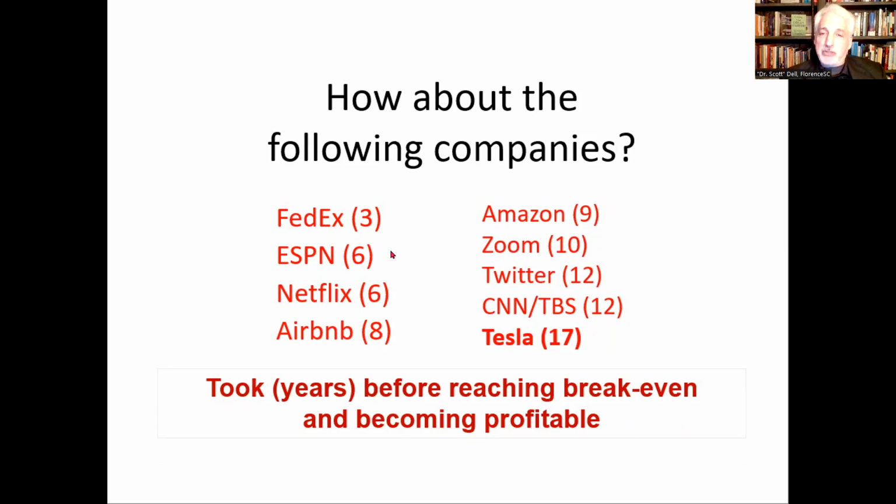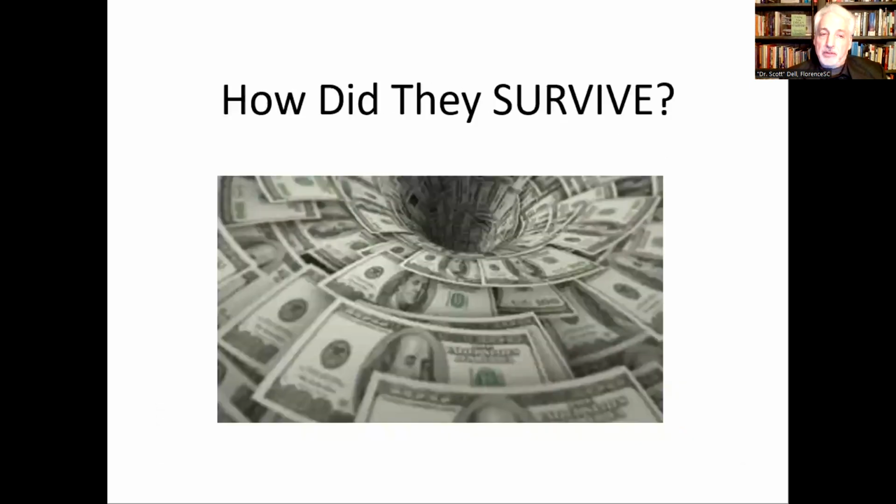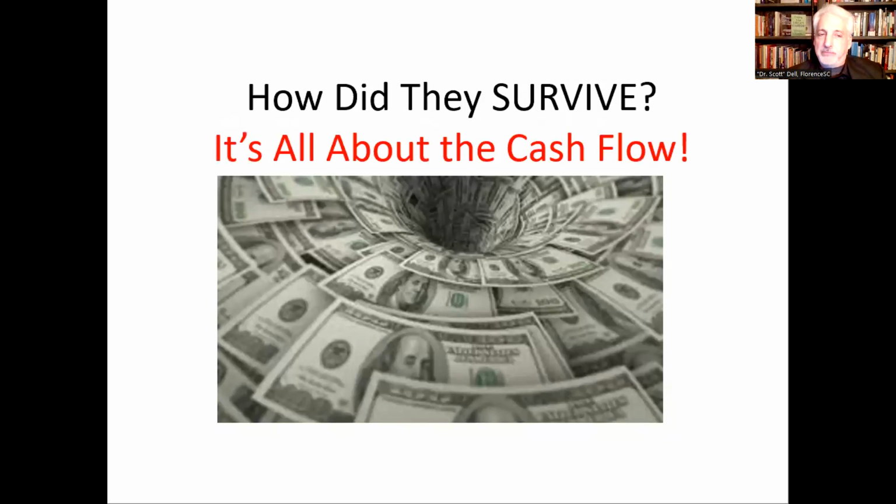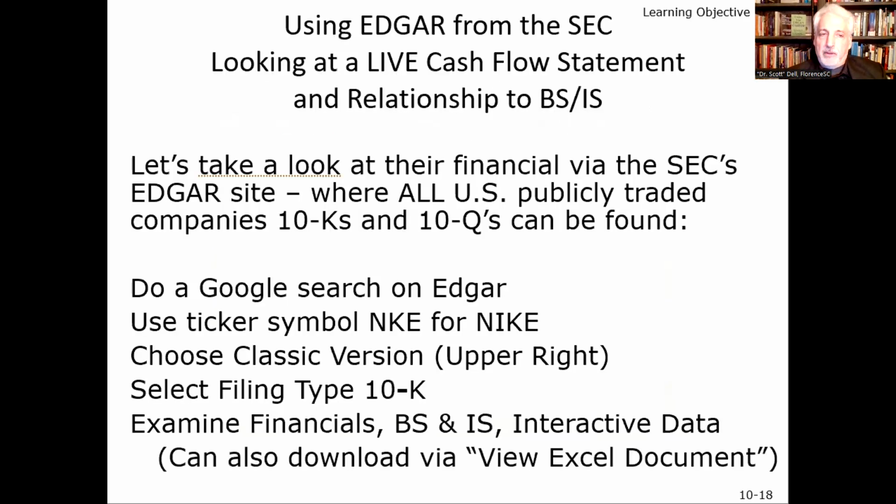CNN, Twitter, Zoom. Amazon lost money for 9 years. How did they survive? It wasn't from operating cash flow, but it was from financing cash flow. And people were able to put the money in. There we go. Well, let's talk about Edgar for a second.